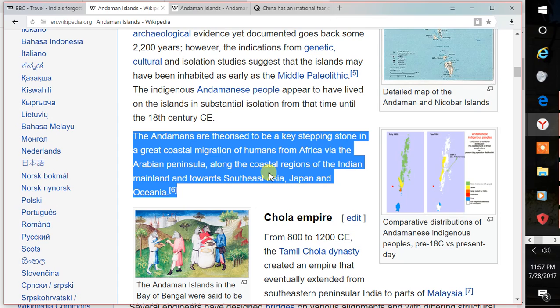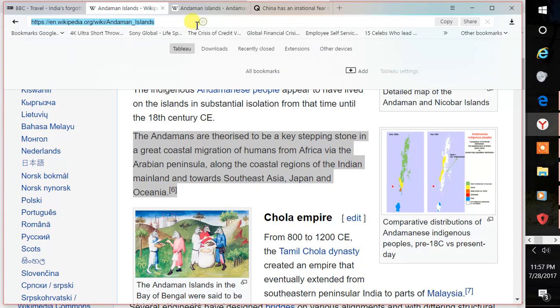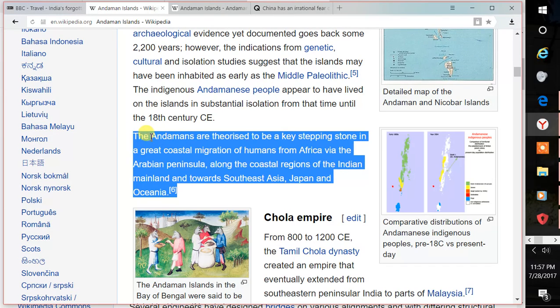Okay, now you can pause the video at any time and go look up the wiki page on the Andaman Islands. It says here the Andamans. I just want to show you how the white supremacist Vatican lies to you. I mean, the truth is right in front of your eyes, but you can't see it. It says the Andamans are theorized to be a key stepping stone in a great coastal migration of humans from Africa.